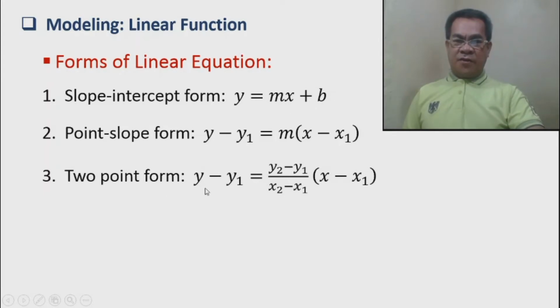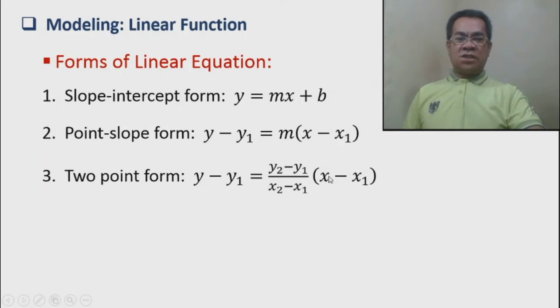Now the two-point form means we have two given points, so we can notice that we have the subscript 1 and subscript 2, both x and y. So y1 and x1 are the coordinates of point 1, as one point. The other point is subscripted with 2. So x2 and y2 are the coordinates of the other point. So we have the two-point form.